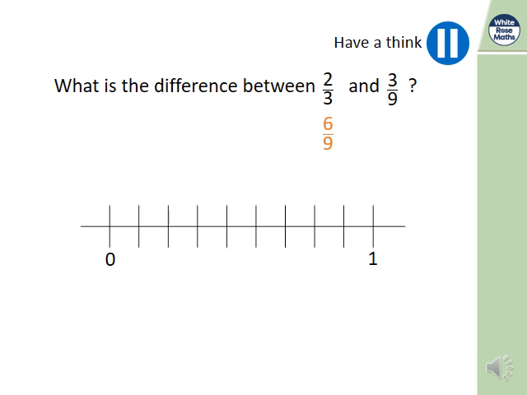First of all, we could change 2/3 to 6/9. So now we're finding the difference between 6/9 and 3/9. 6/9 on our number line would go on this marker, 3/9 would go here, and the difference would be 3/9, which is the same as a third. Well done if you managed to do that one.